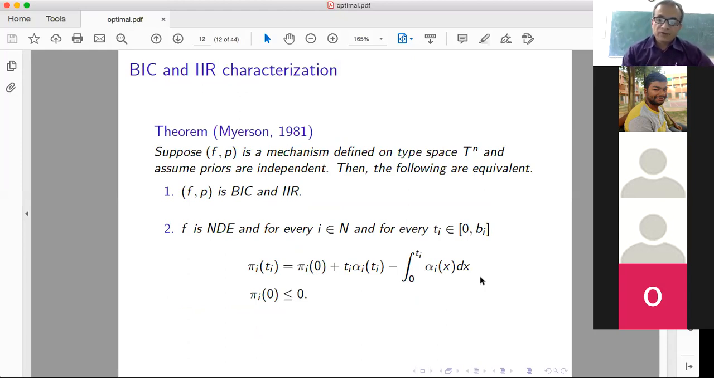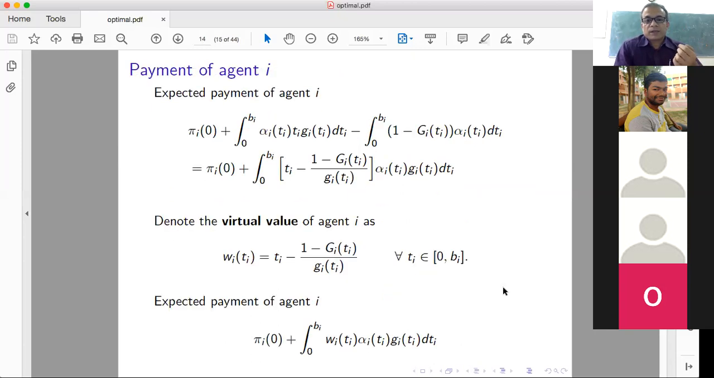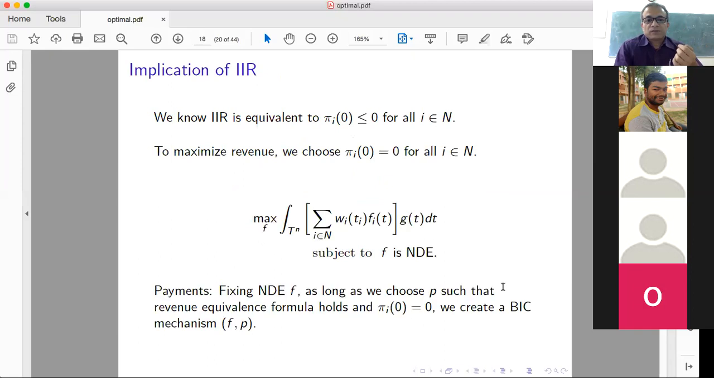So for any F, we can pretty much determine it uniquely almost, subject to the small disclaimer that this is only an expectation, but there are many ways to compute payment so that this is satisfied from an F. Okay, so that's the main observation, that once we find an optimal solution to this, P can always be determined so that the revenue equivalence formula holds and pi I 0 equal to 0. Okay, and we'll see how we do that for the optimal mechanism that we design, essentially.